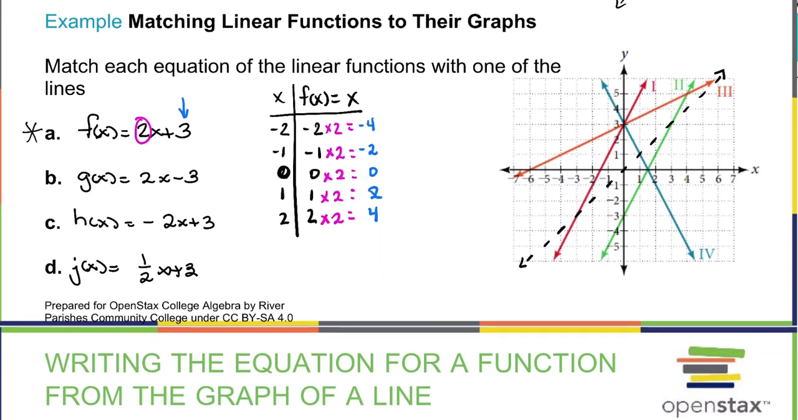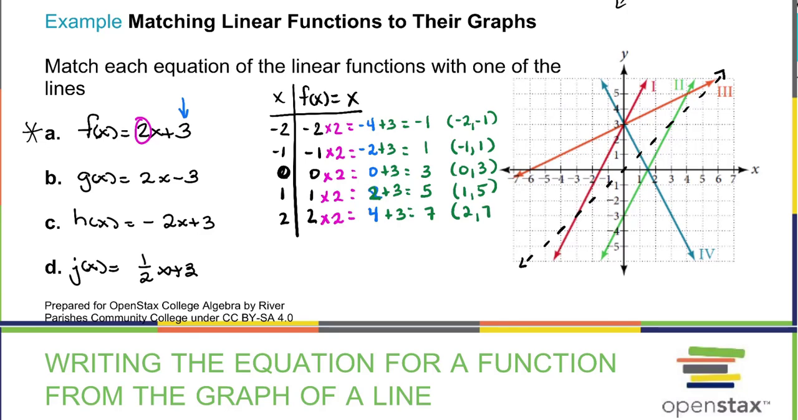So I'm going to now shift up 3 units. So now I'm going to go up 3. So I'm going to add 3 to each of my y's. So now my new y's are negative 1, 1, 3, 5, and 7. So I have the points negative 2, negative 1, negative 1, 1, 0, 3, 1, 5, and 2, 7.